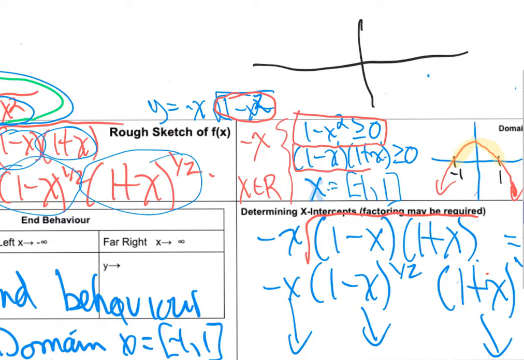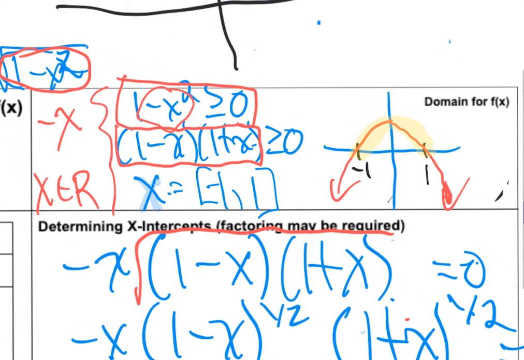I know that 1 minus x multiplied by 1 plus x has to be greater than or equal to 0. Now I can do what's called a test table, but I'm pretty sure you know how to graph 1 minus x, 1 plus x. The x-intercepts are 1 and negative 1 from the two factors. I know it's negative x squared, so it's a frowning parabola. There's your graph right there. And again, this 1 minus x squared has to be greater than or equal to 0, so it has to be this area here that I've highlighted.